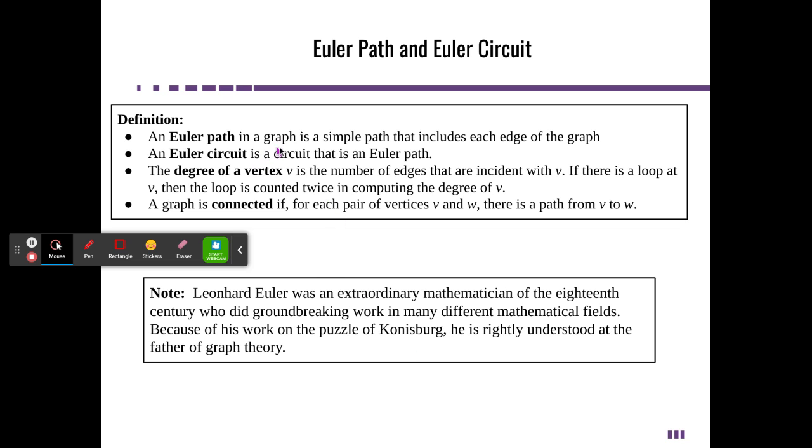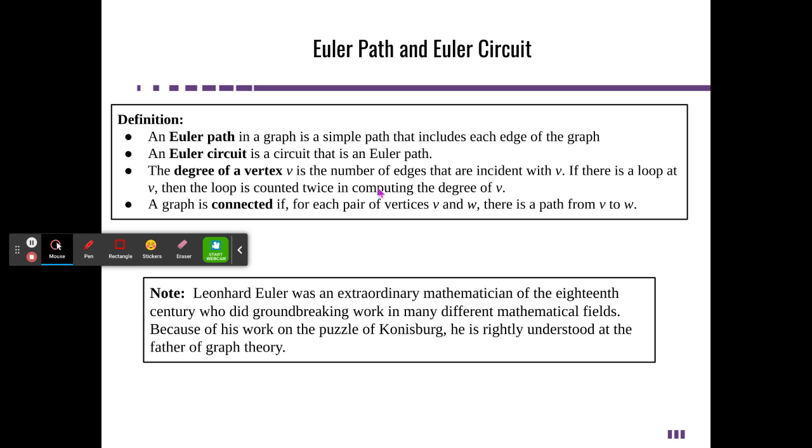An Euler path in a graph is a simple path that includes each edge of the graph, whereas an Euler circuit is a circuit that is an Euler path. So we already talked about circuits, meaning that we would never touch something more than once. We would start and end at the same location.